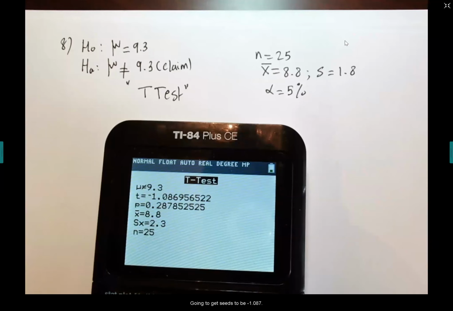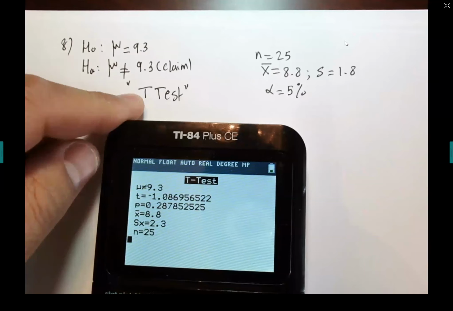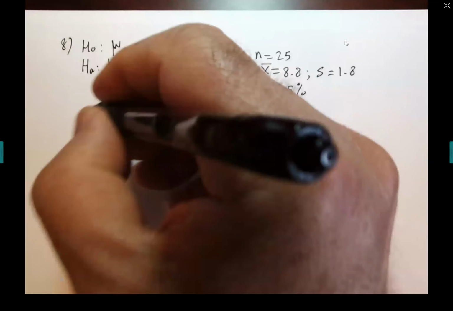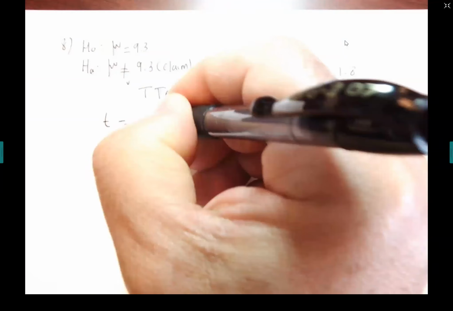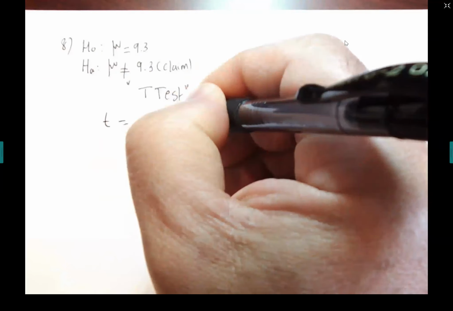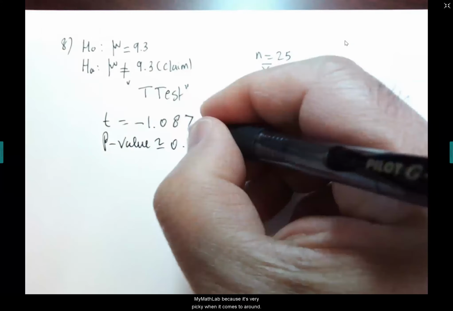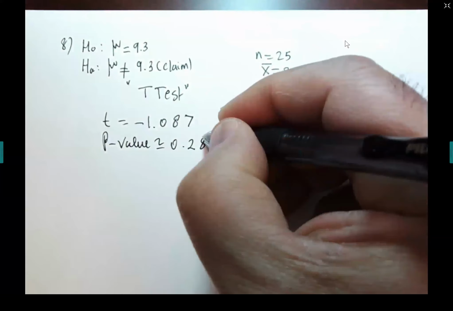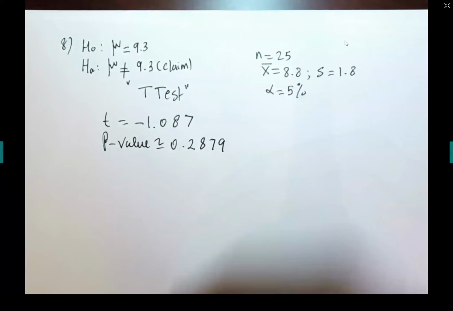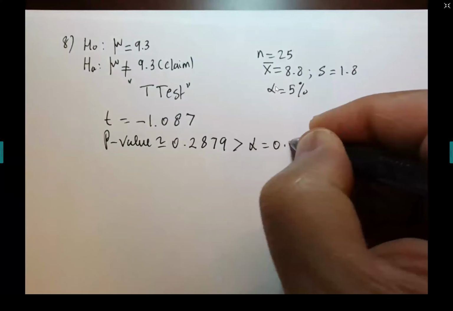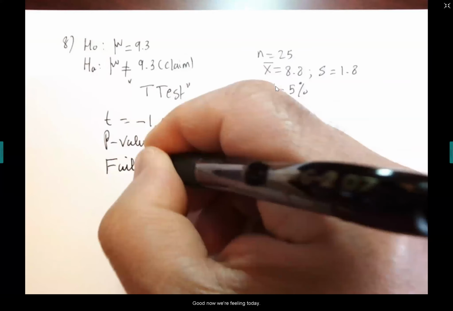And then if you do calculate, guys, you're going to get T to be negative 1.087 and the p-value to be 0.2879, 4 decimal places. So T is negative 1.087 and the p-value, just be very careful, especially when you do your work on MyMathLab, because it's very picky when it comes to rounding. So just follow directions. All right, so let's see here what we have. And you guys agree with me that this is more than alpha, which is 0.05. Oh, good. Now we're failing to reject H0 this time.